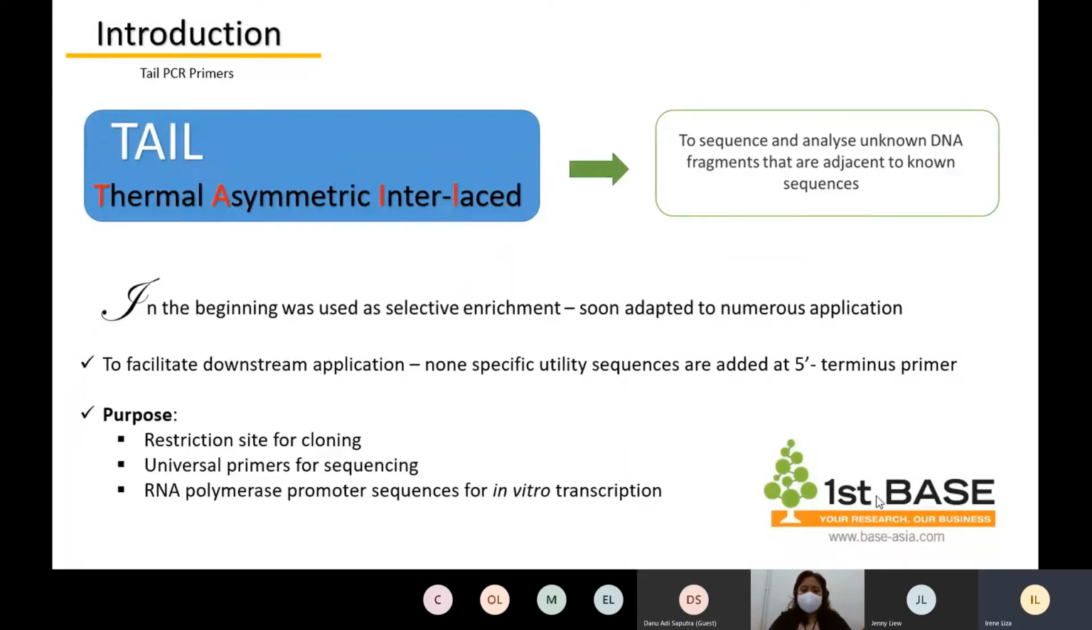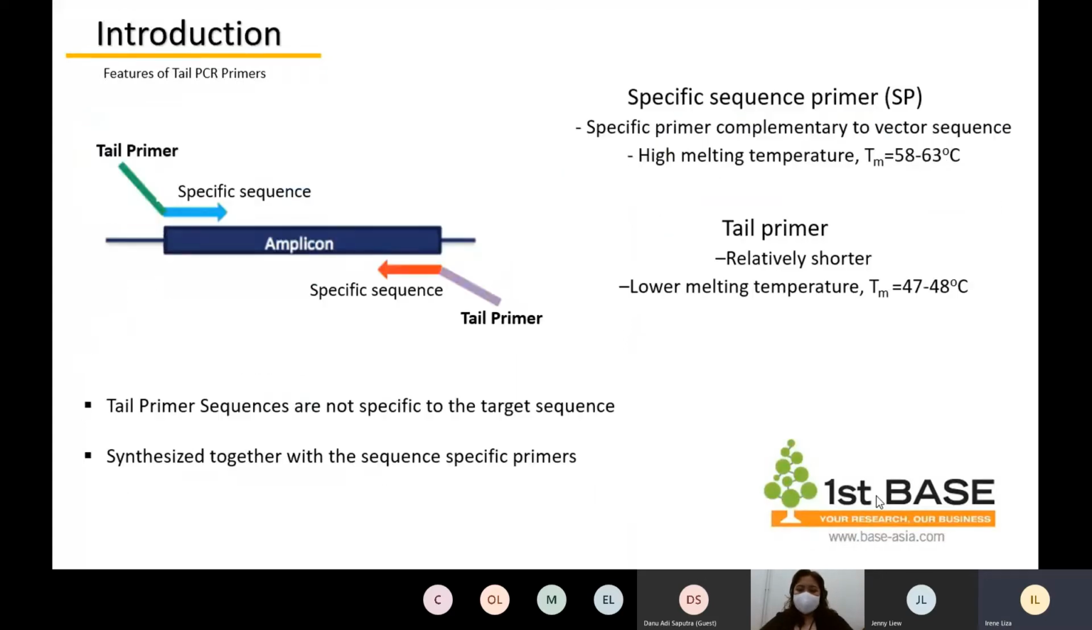known fragment. So basically, this particular tail primer was used as a selective enrichment, but then later adapted into numerous applications. For example, used for restriction sites for cloning, universal primers for sequencing, as well as some of these sequences were used for in vitro transcription. So basically, tail primers were used to facilitate downstream application, whereby they use a non-specific utility sequence added to the 5' terminus of the primer.